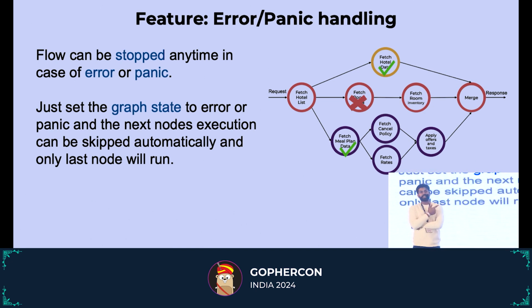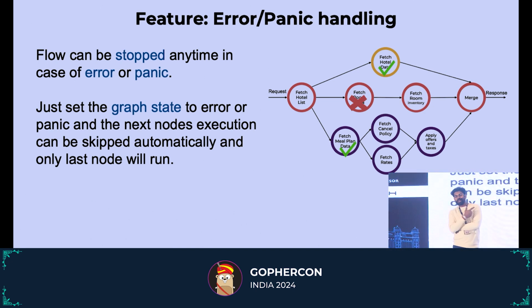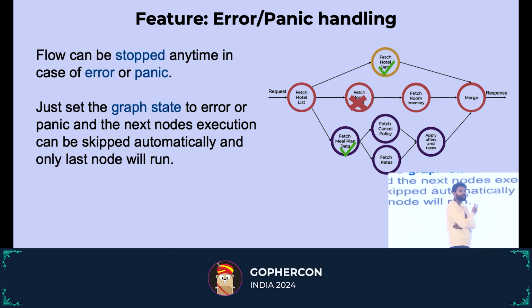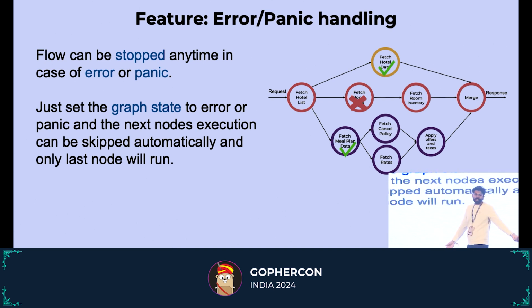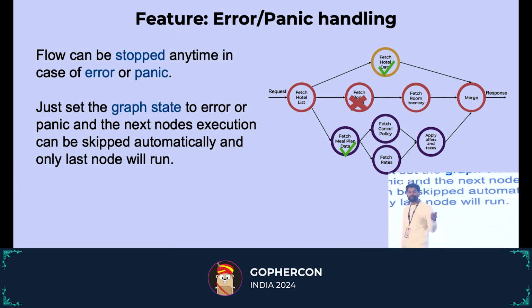If you see here, there are 3 parallel calls happening, okay? Now, if in the second parallel call I am not able to fetch the room data, does it make sense to get the room inventory? Or does it make sense in the third parallel call to get all the cancellation policy and rates if I'm not getting the room at all? It doesn't make sense, right? So how can I stop the workflow?